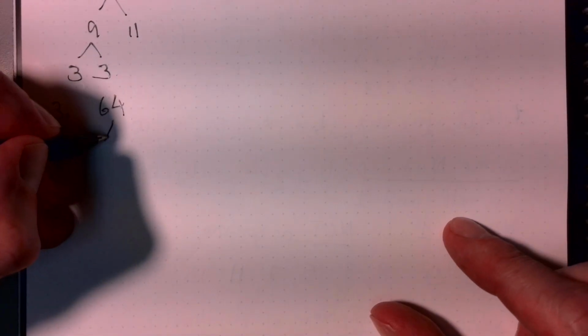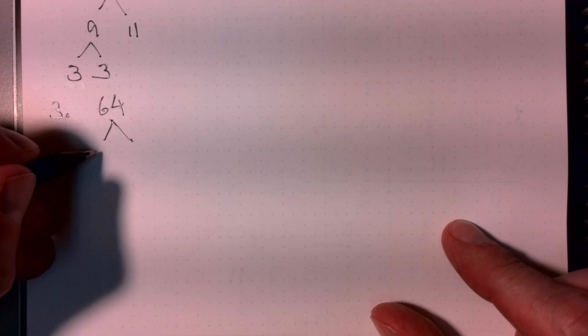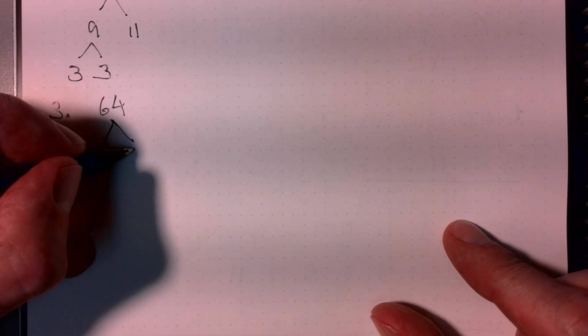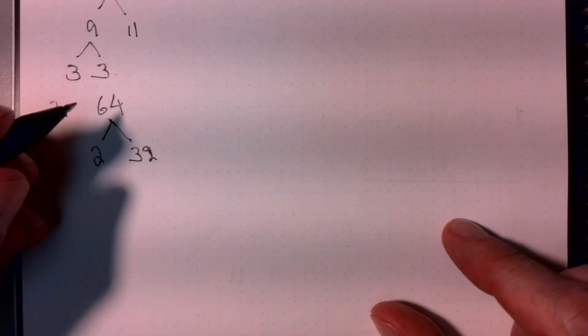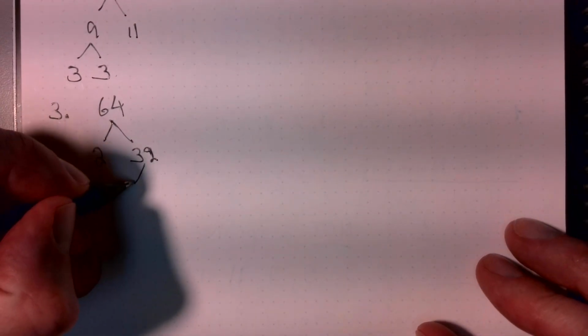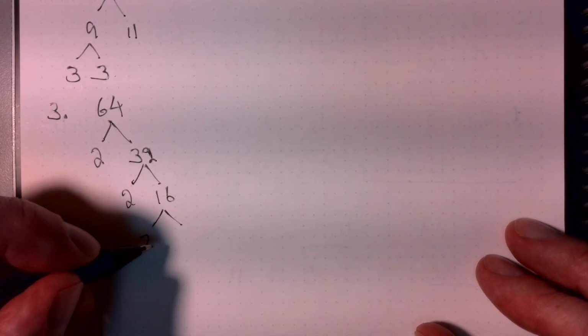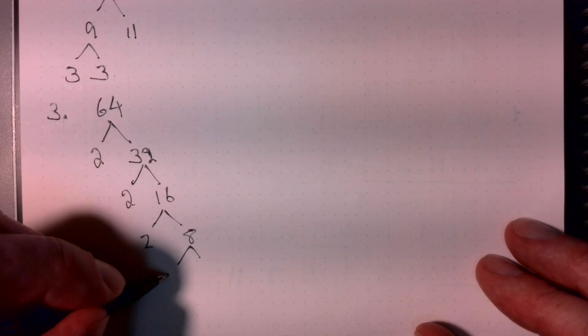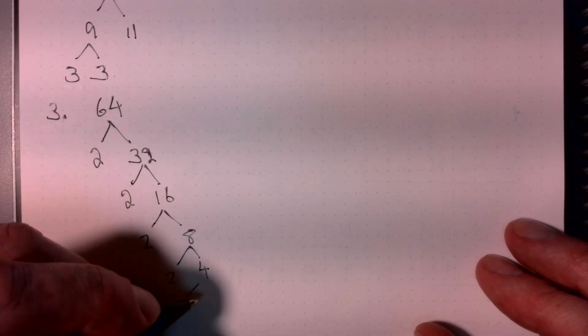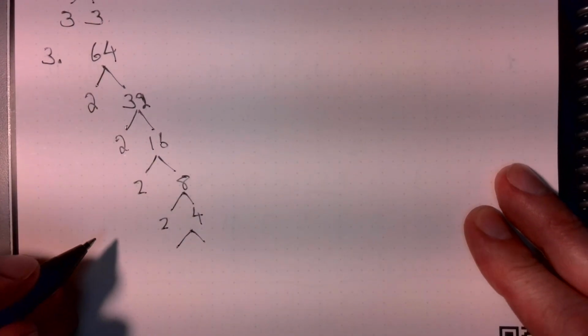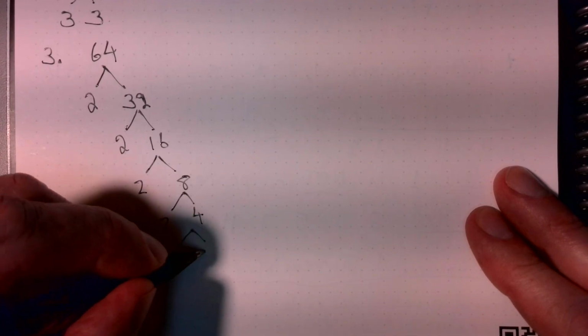64. Anything that ends in an even number is divisible by 2. So that's divisible by 2. 2 times what is 64? It's 2 times 32. That's even. So we can break that up. That's 2 times 16. That's even. 2 times 8. That's even. 2 times 4. And that's even. 2 times 2. So look at that neat little chain that we got here.